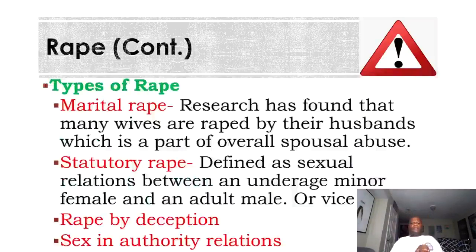Other types of rape: marital rape. Many wives are assaulted by their husbands. That is still very real, especially in other countries, but it does happen here in America. Statutory rape: sexual relations between an underage minor female and an adult male, or vice versa.